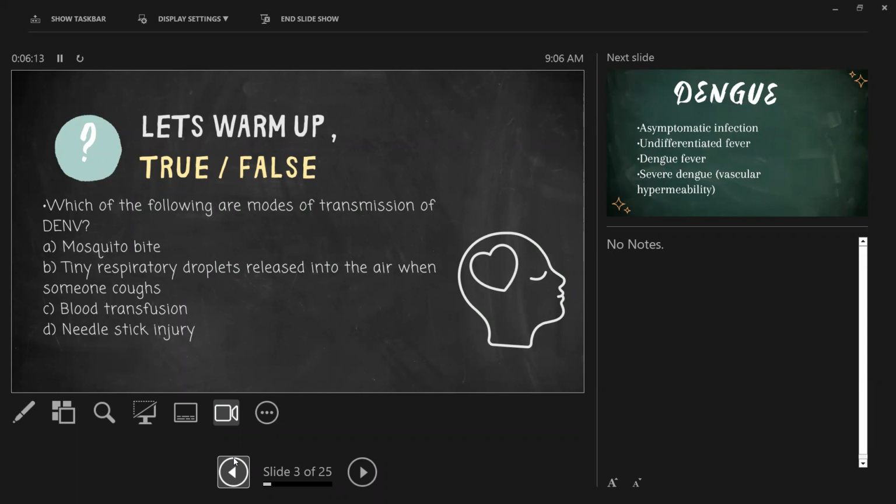Blood transfusion is true. D, needle stick injury is also true. It can be through the blood, but the vector of dengue is the mosquito. The transmission is through the blood. Theoretically, blood transfusion and needle stick injury can transmit infection, but the main one is the mosquito.